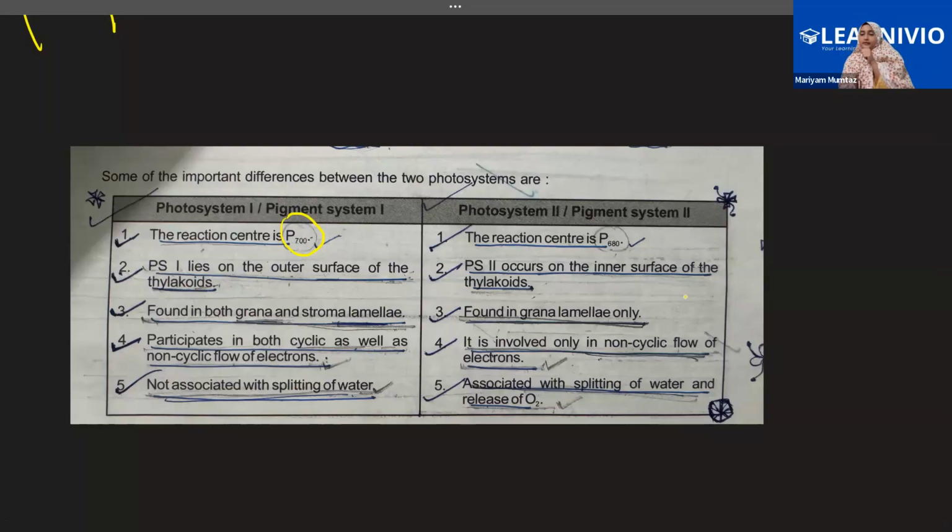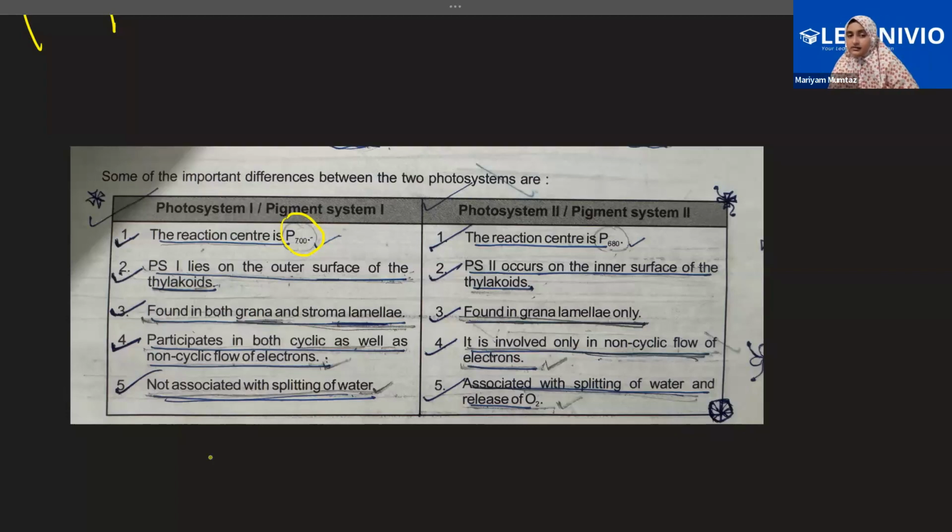You remember thylakoids? What are thylakoids? Thylakoids are the parts of the chloroplast, isn't it? Yes. So this PS1 is present on the outer surface of the thylakoid, whereas the PS2 is present on the inner surface.